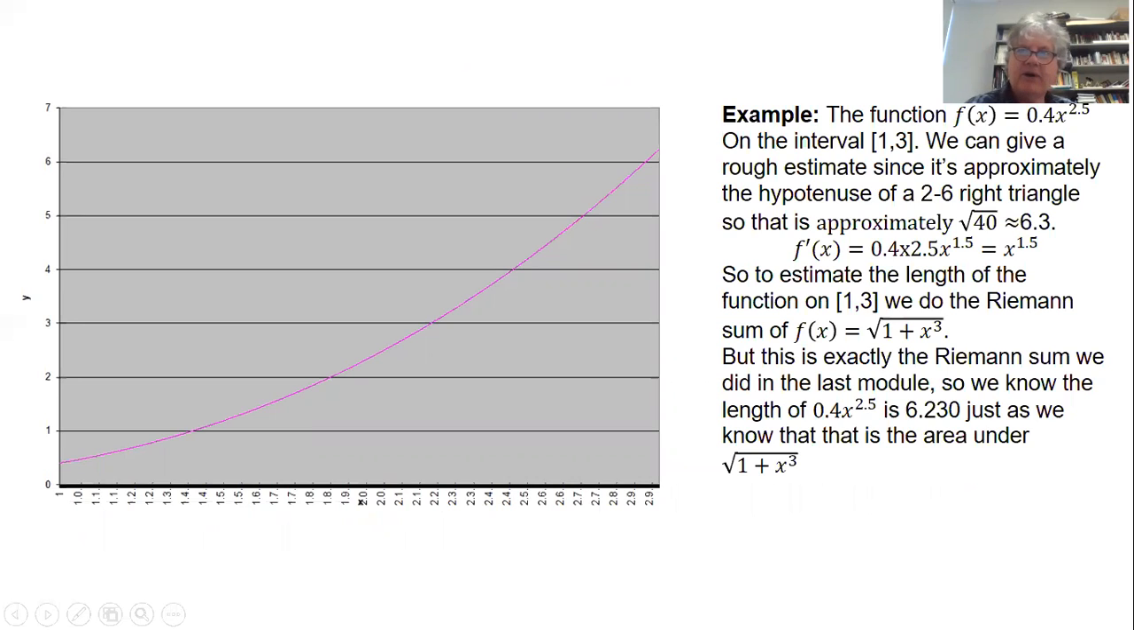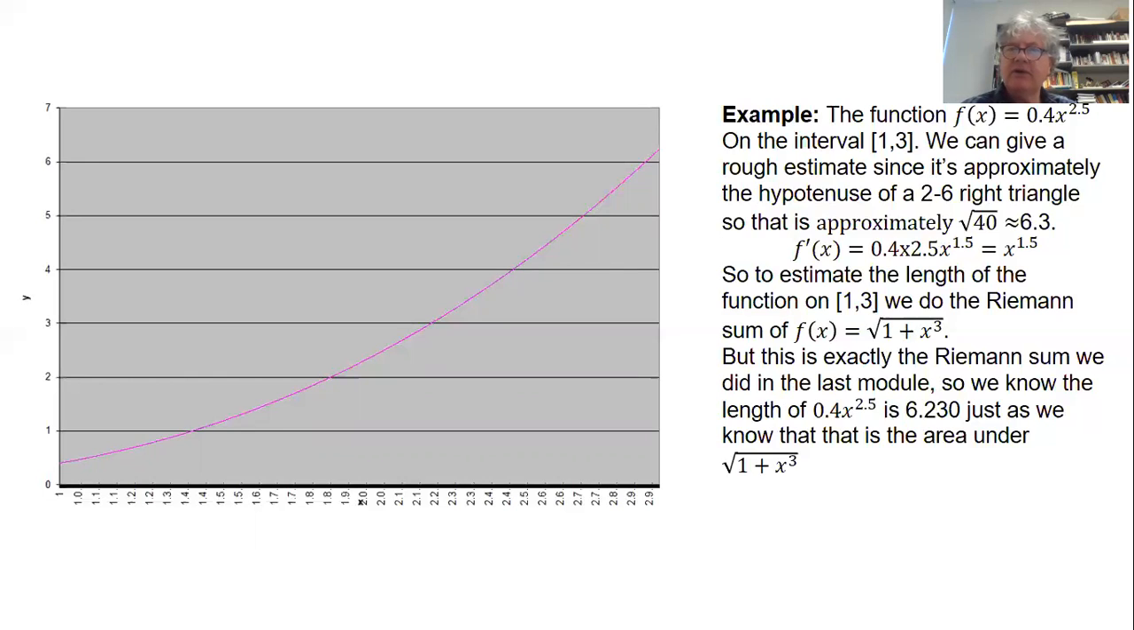Okay, so let's do a problem that we don't know the answer for. And so here's a graph of the function 0.4 times x to the 2.5. And we're going to do it on the interval 1, 3. Now, we can do a rough estimate, just eyeballing it, because it looks like the hypotenuse of a right triangle from 1 to 3. That's like a base of 2. And the height, it sort of goes from maybe a half to 6.5, so that's 6. So we expect the answer to be around square root of 40, 6.3. Okay, but let's actually figure what it is.